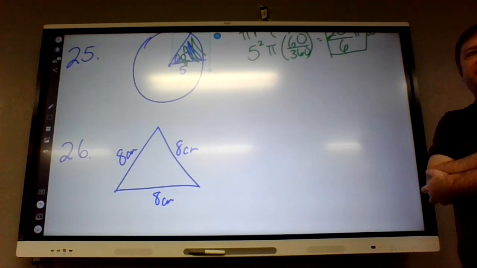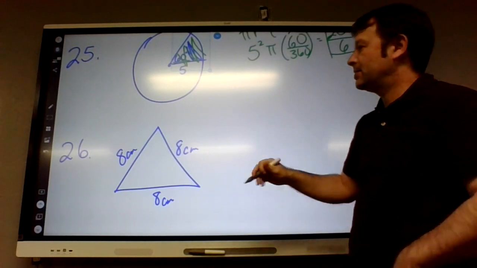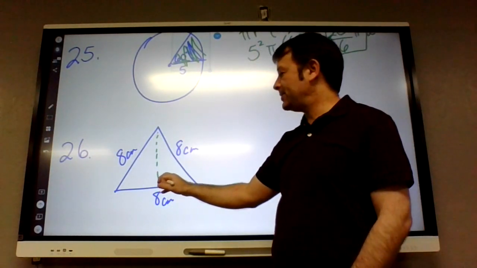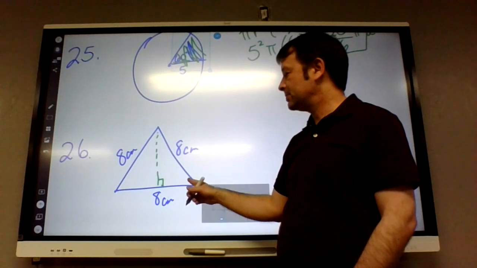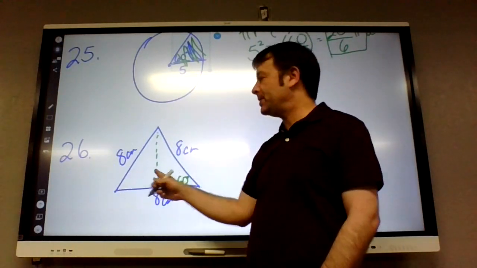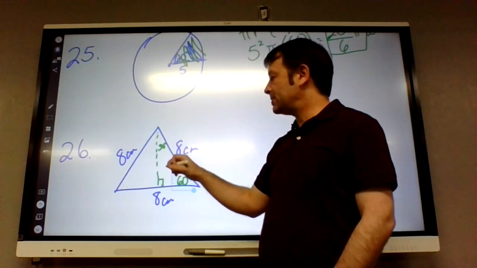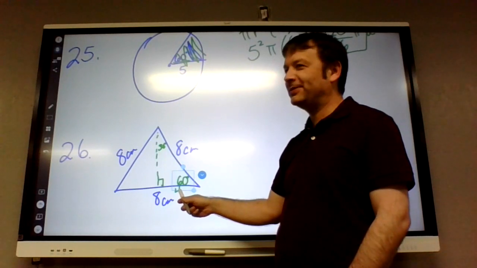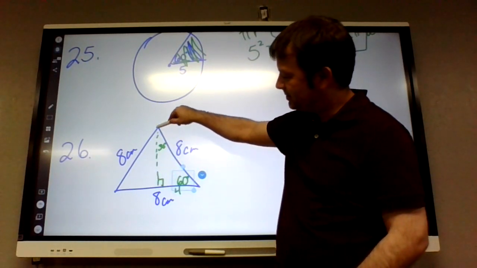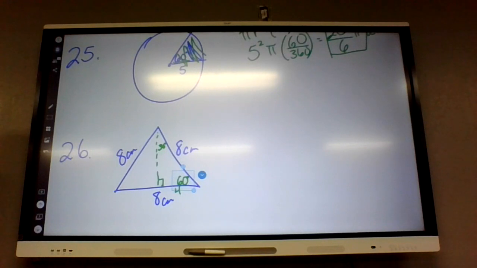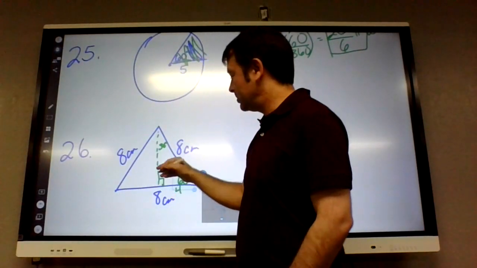Okay, what information are we missing to find the area? The height. We split it down the middle. If I draw the height in, that's 90. What's this angle? 60, because in an equilateral triangle the three angles are the same. 180 divided by 3 is 60. So we got 30, 60, 90. If this is 8, what's this right here? 4. If this is 4, what's this right here? 4 square root of 3. This is 4, this is 8, this is 4 square root of 3.